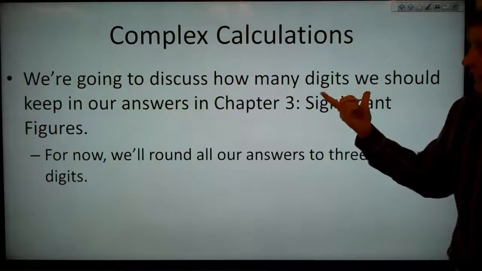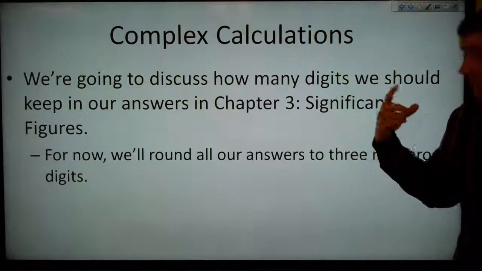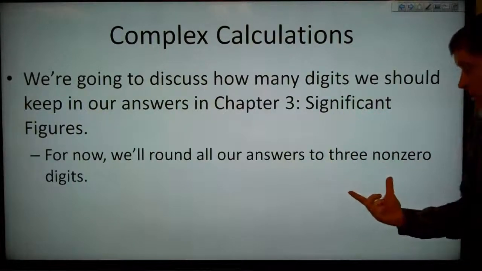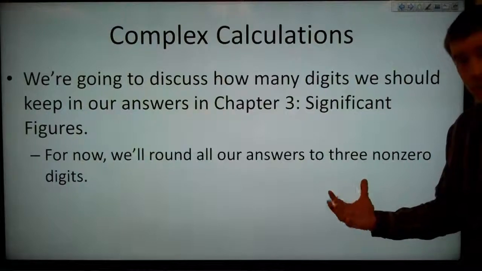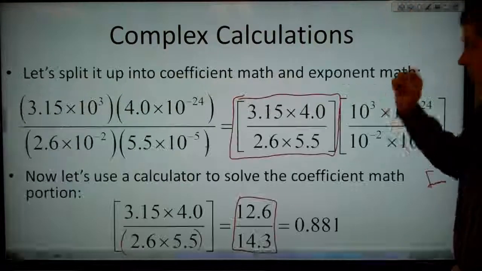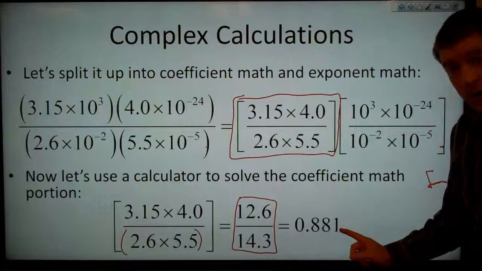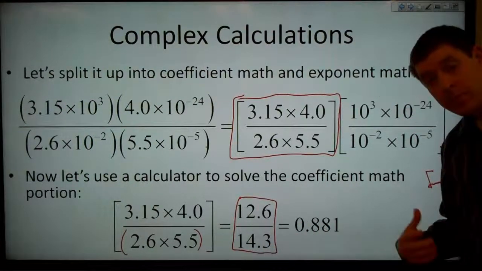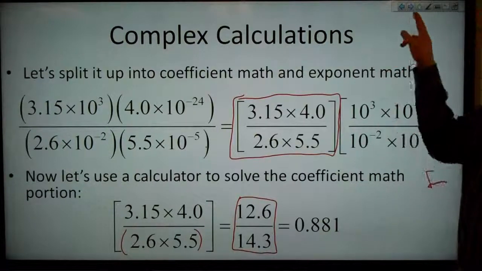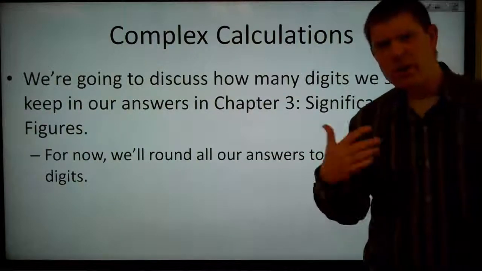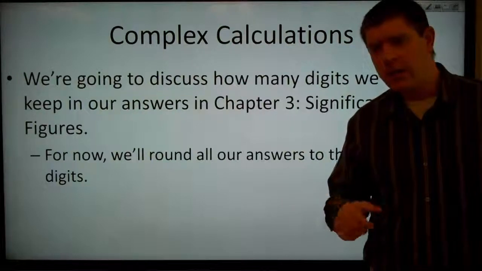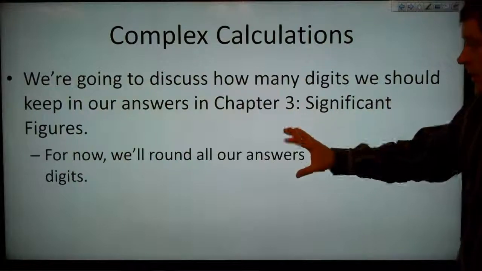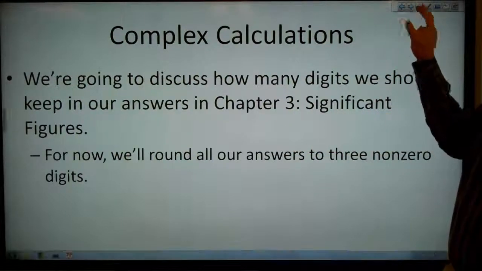So we're going to discuss how many digits we should keep in our answers in Chapter 3, which is on significant figures. For now, we're just going to round all of our answers to 3 non-zero digits. Which is why on the last slide we had 0.881. The 0 is not a non-zero digit, so we're not counting that. So 8, 8, and 1, those are 3. That's where we're going to stop. I think the book tells you that you're going to stop at the hundredths place. I'd like 3 non-zero digits until we get to Chapter 3, significant figures.